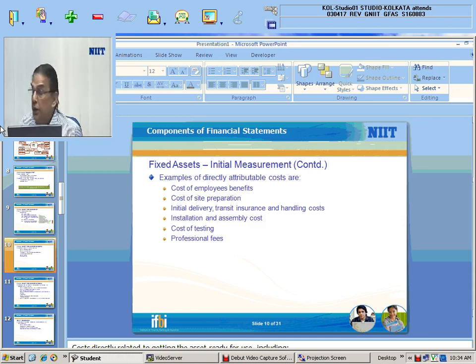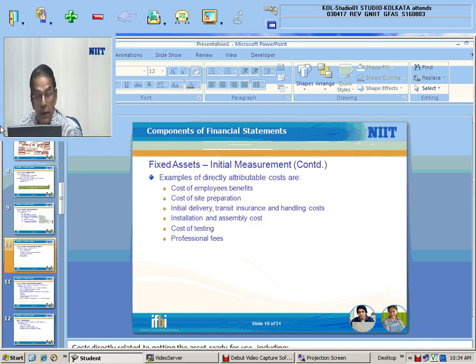Initial delivery, transit insurance and handling cost. Installation and assembly cost. Even the cost of testing before the factory or the machinery is put to use, it is tested. So, cost of testing. Professional fees. You have to pay professional fees to the architect, you have to pay professional fees to the lawyer, etc. involved in the acquisition process.